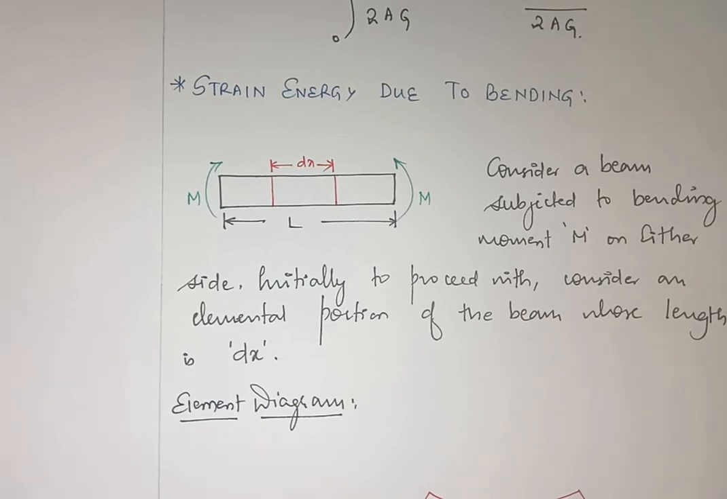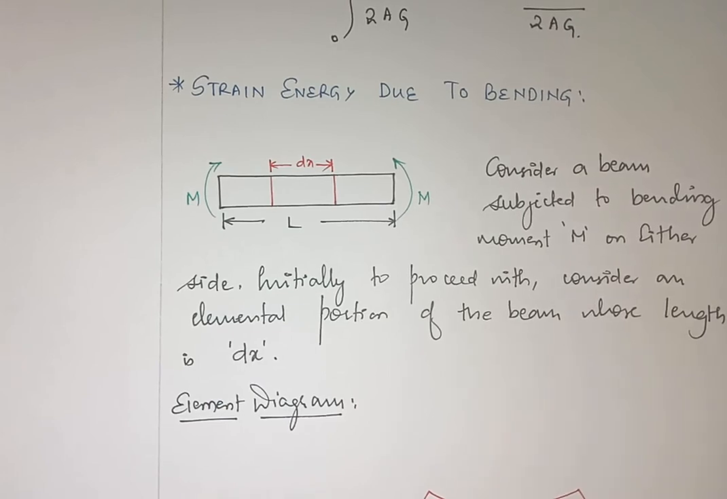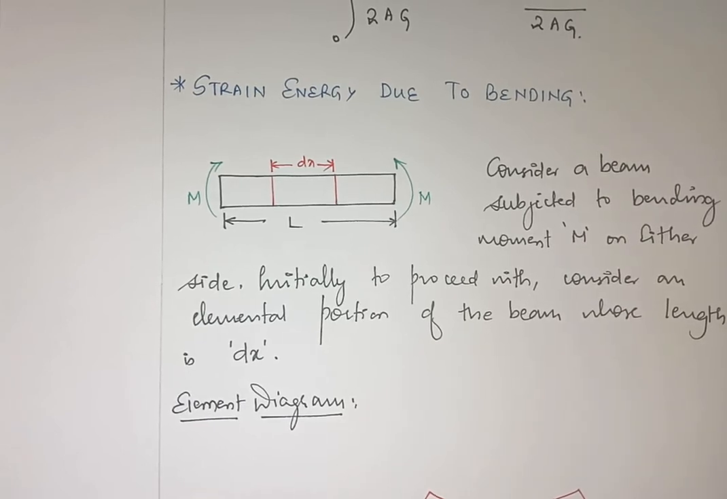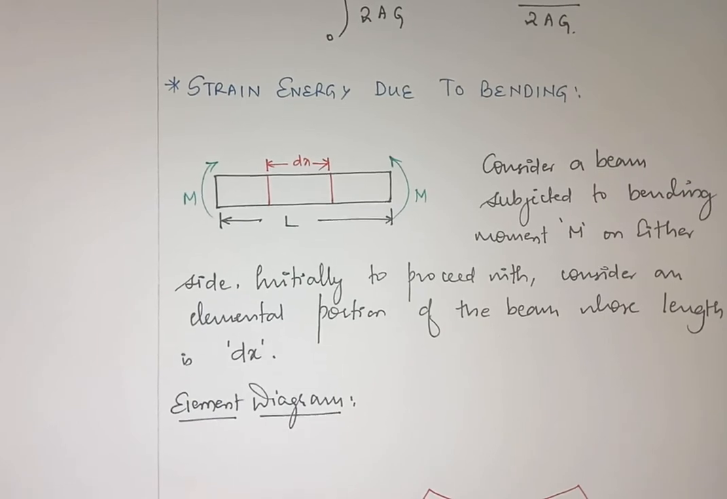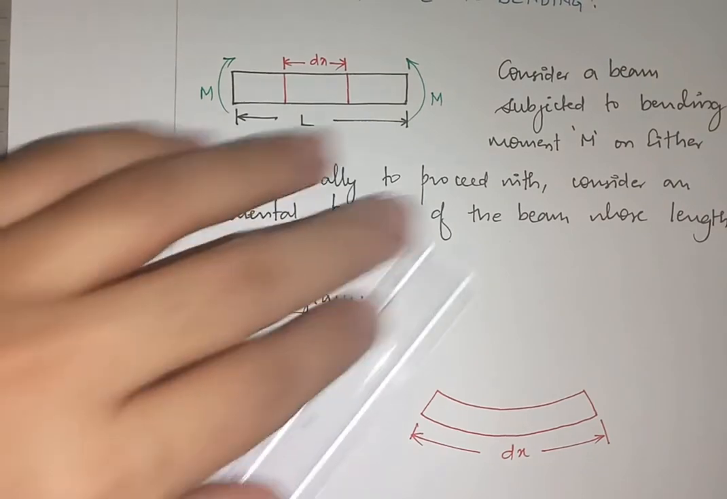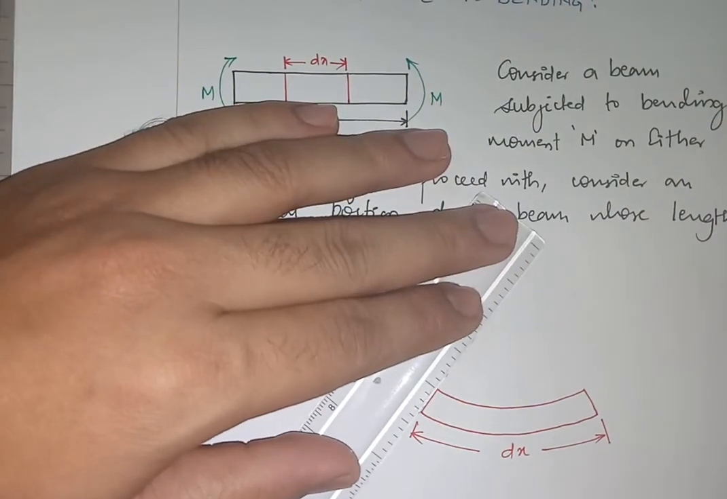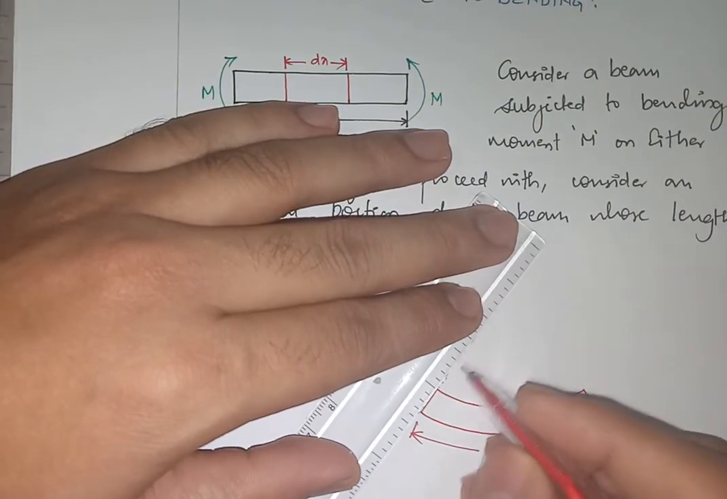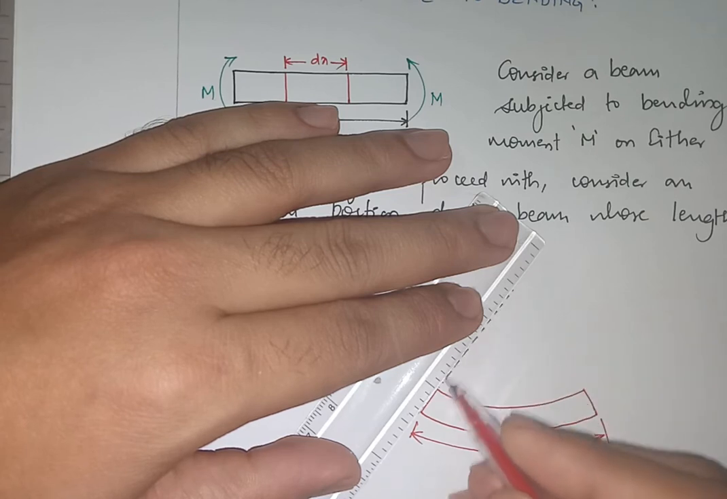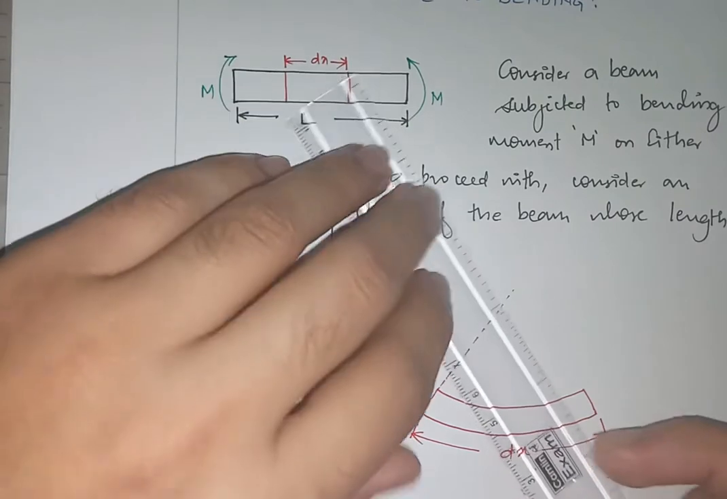Okay. So here this portion is dx. Right. And if you just check here, this is the part which I have redrawn. If you just extend this, right, same thing on this side.